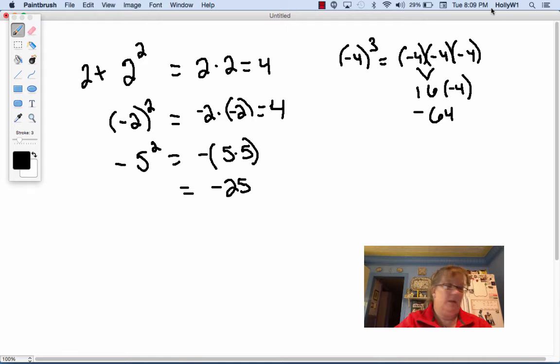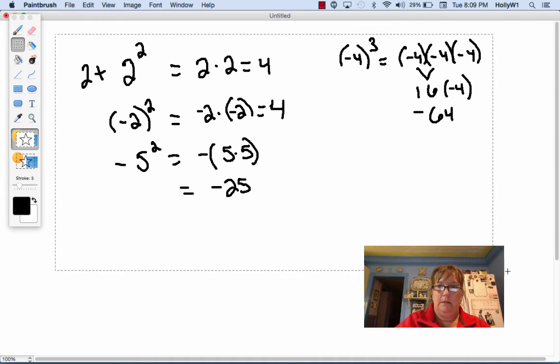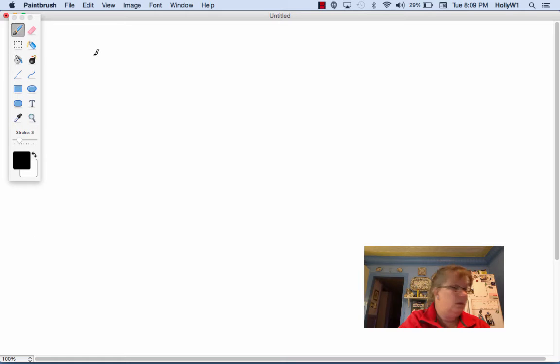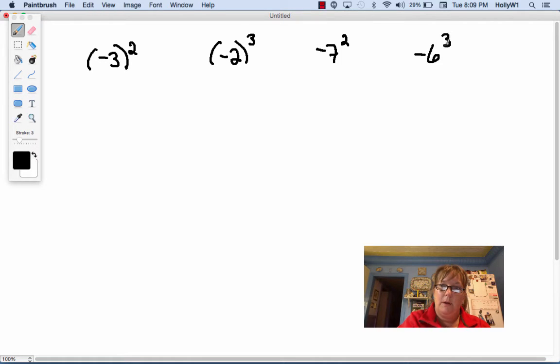Okay, why don't you guys try some on your own? Let me clear this out of the way. So I want you to try negative 3 squared and negative 2 cubed and negative 7 to the second power and negative 6 to the third power. So pause me and then try these on your own and come back and see what you get.